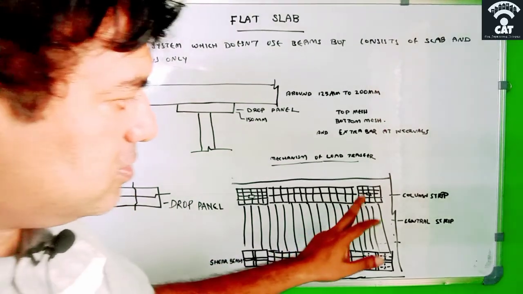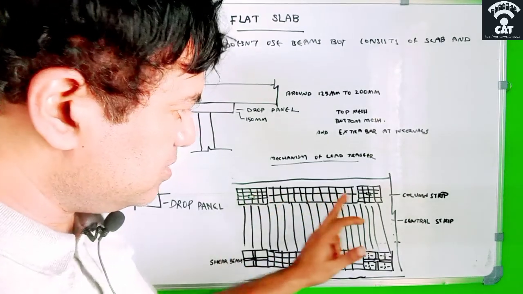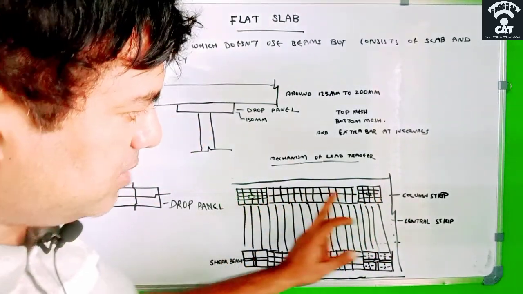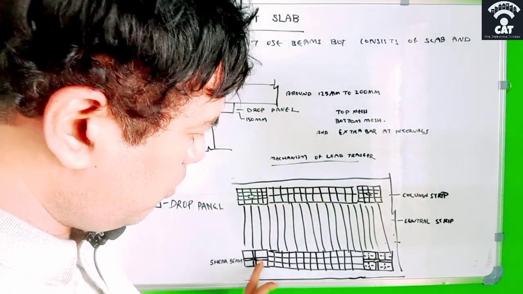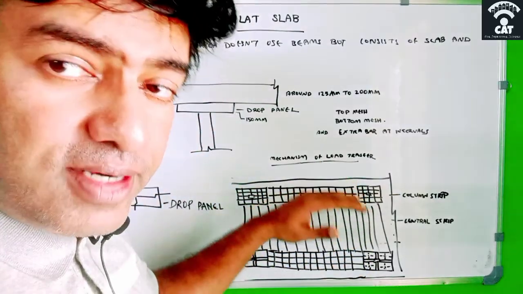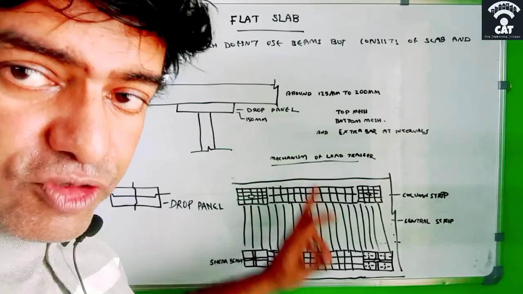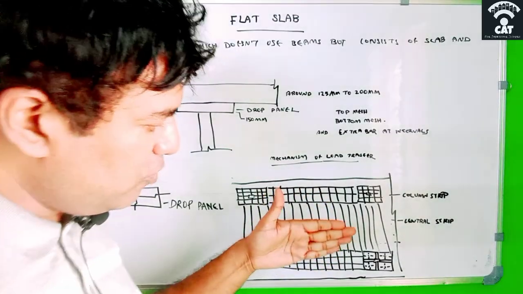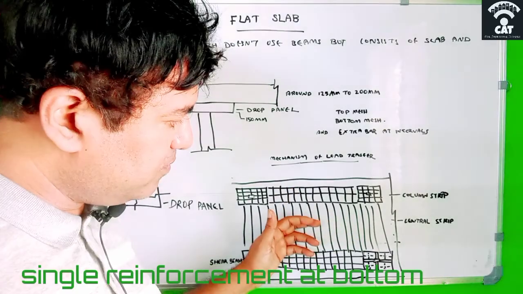So this is the drop panel area, this is the column, and this area you can see is the column strip. The column strip will be a mesh like this. From one column to the next column there will be a column mesh, and in between is called the middle strip or central strip. There it will be only one reinforcement like this.